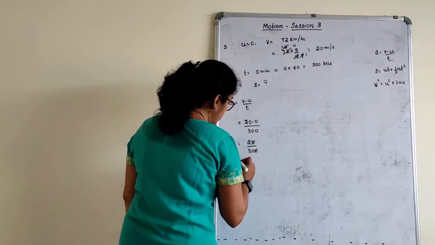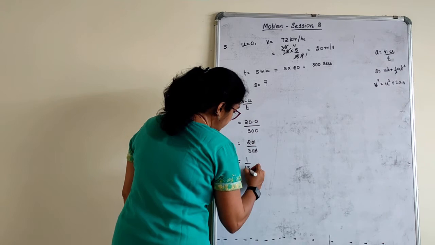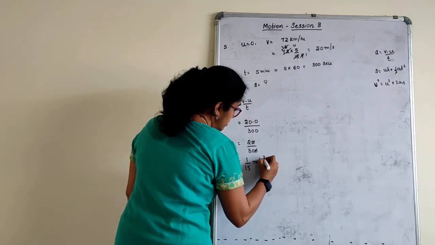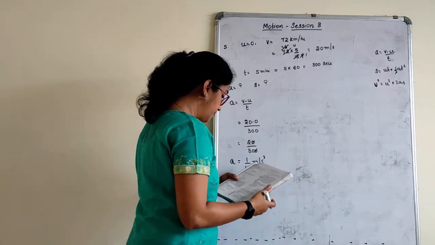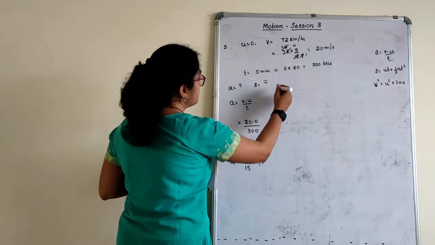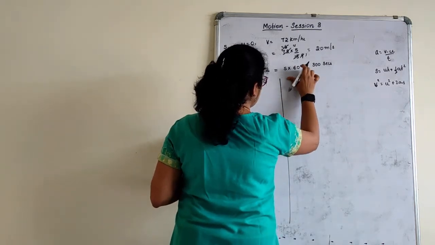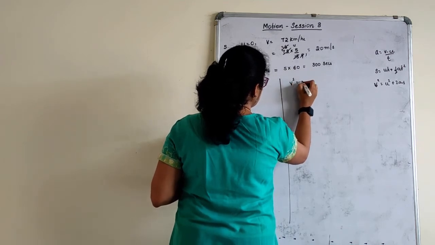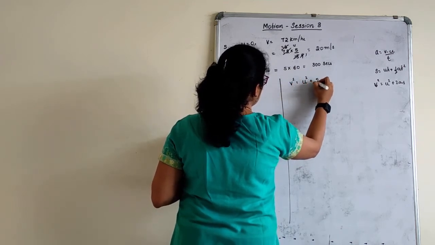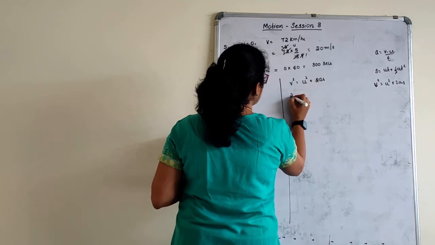So a is 1 by 15 meters per second square. Acceleration, you can keep that in fraction. S we want. Shall we use this? V square is equal to U square plus 2AS.